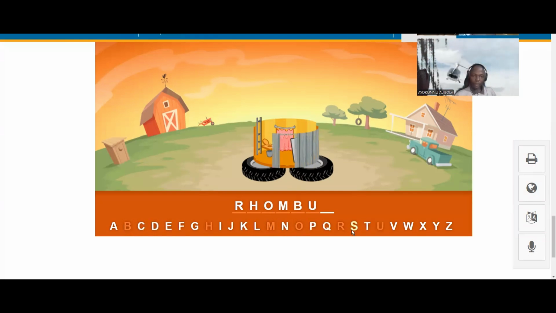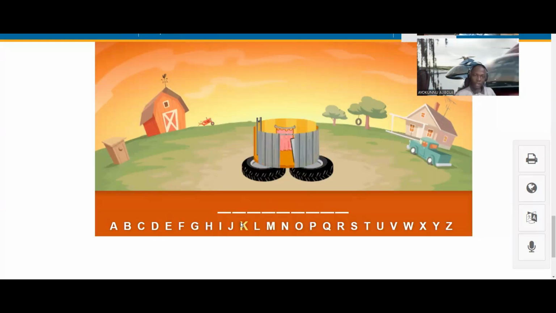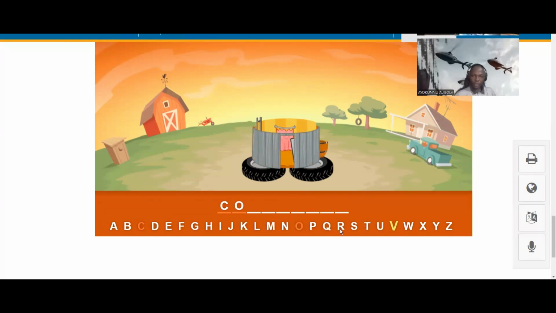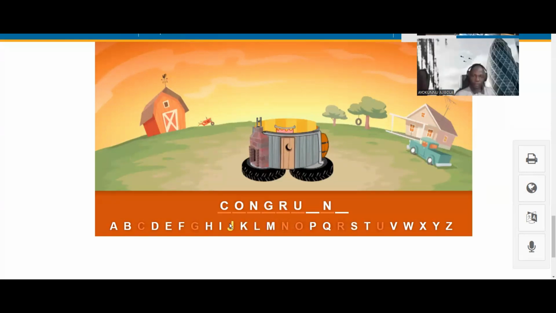Can you hear me? Good. Having exactly the same size and shape, that is congruent, okay? It says something is congruent. Are you getting that? Congruent. E-N-T.